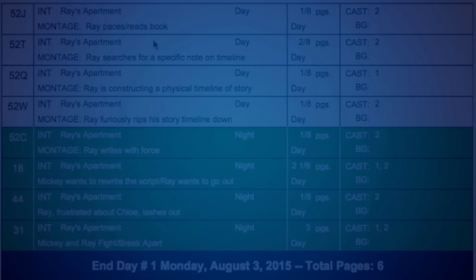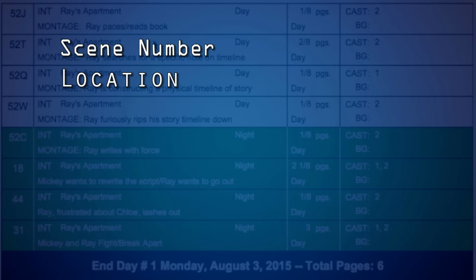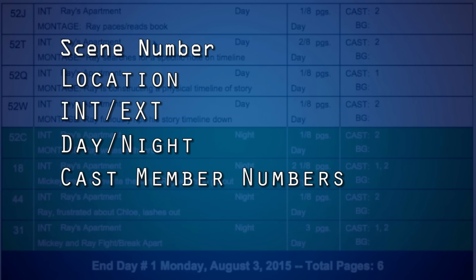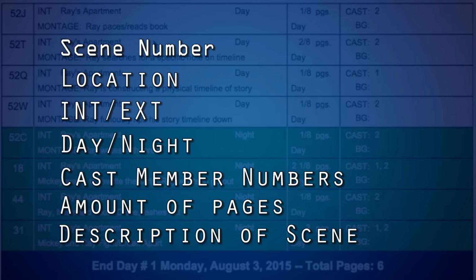Each scene listed in your schedule should have the scene number, the location of the scene, whether it's interior or exterior, if the scene is day or night, the cast member number, remember this is the number that we assigned them earlier, protagonist being number 1, and so on, the amount of pages that the scene is in the screenplay. You should not attempt to shoot any more than 6 to 7 pages per day if possible, and a brief description of the scene. With that, you should be well on your way to having a detailed and manageable schedule.